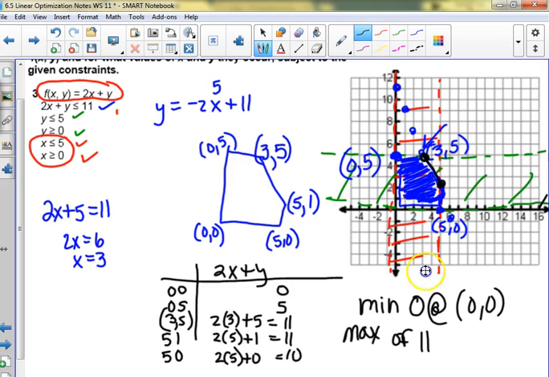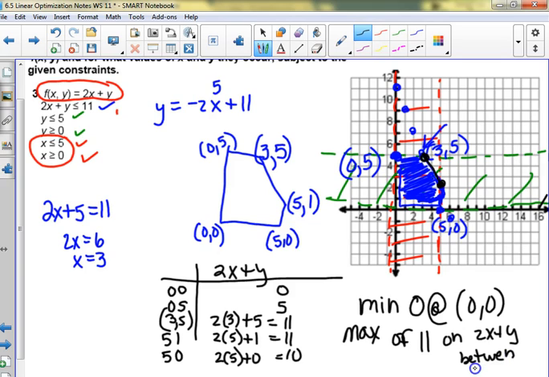Okay, so Isaac tried 4, 3, and it worked as well. So its maximum of 11 occurs on the line 2x plus y, anywhere between, I don't know, just all points in there. Can we just leave it at that? Because I'm going to put this on the quiz. I'm not going to ask you to word it that way.